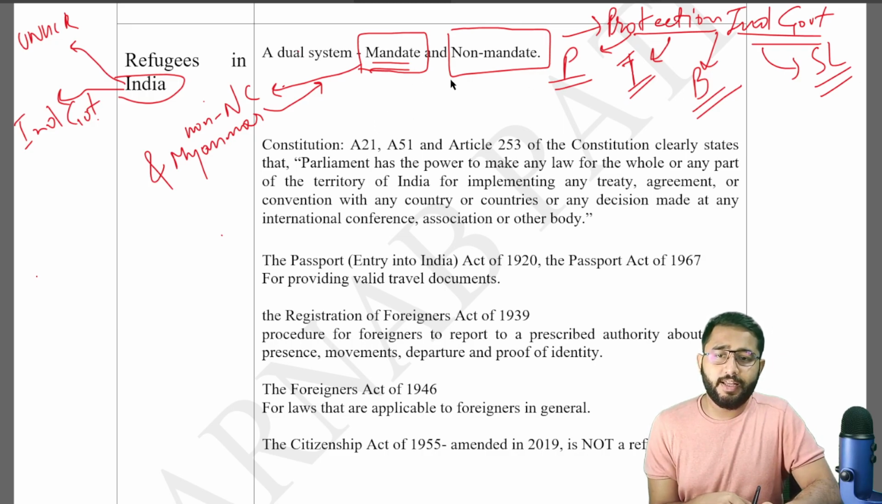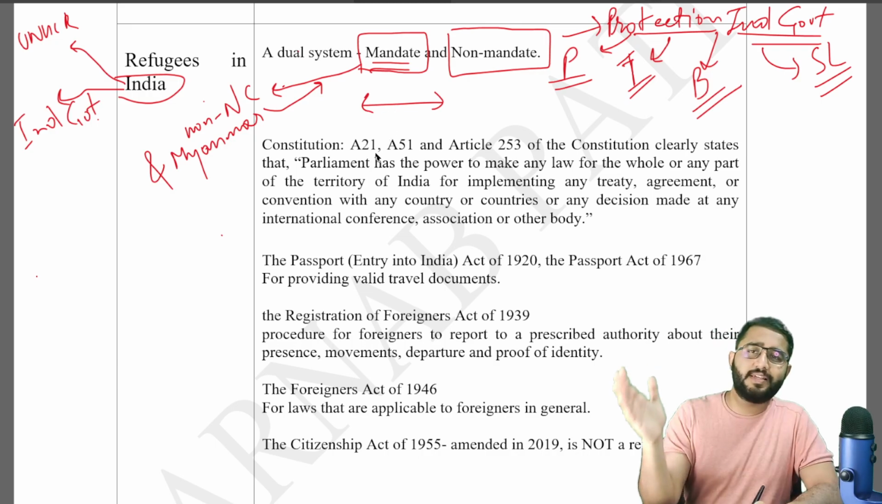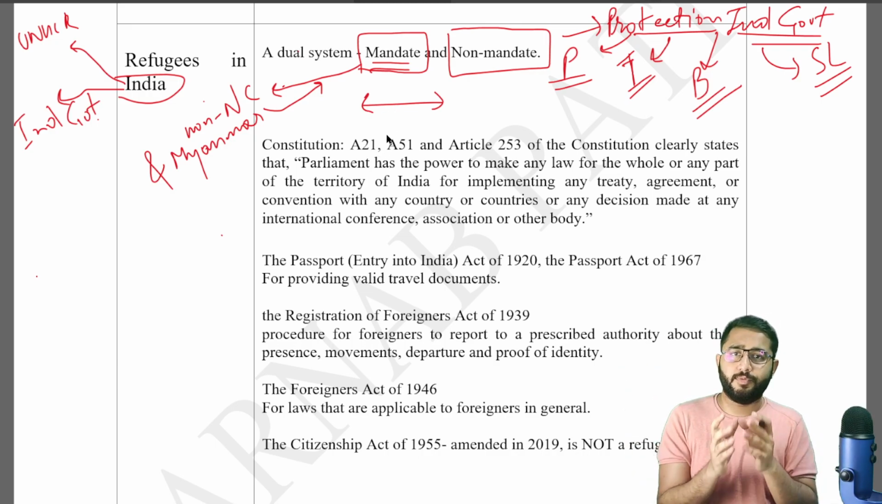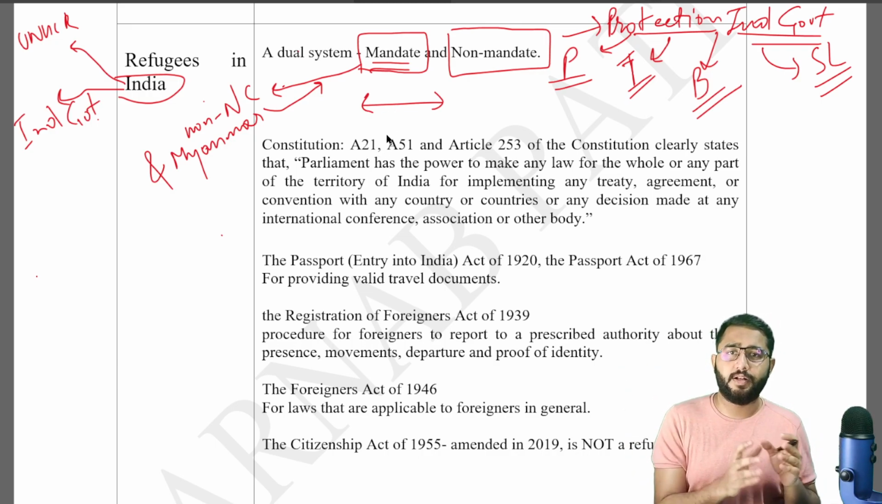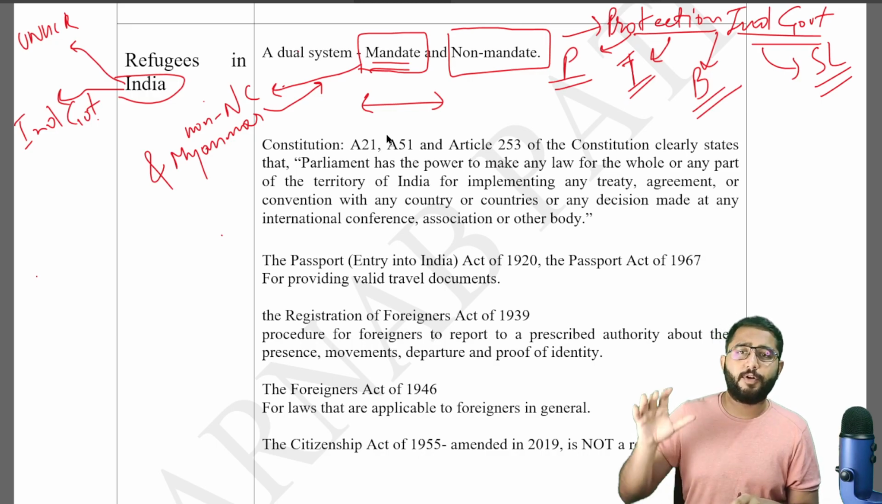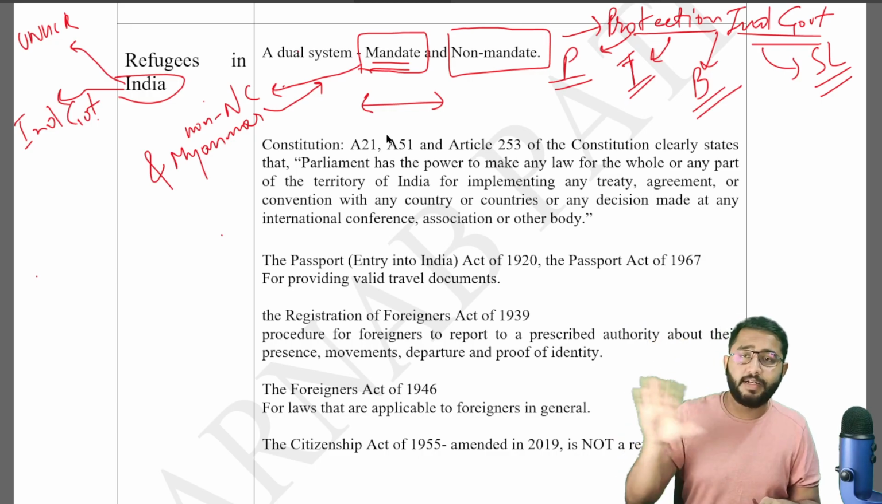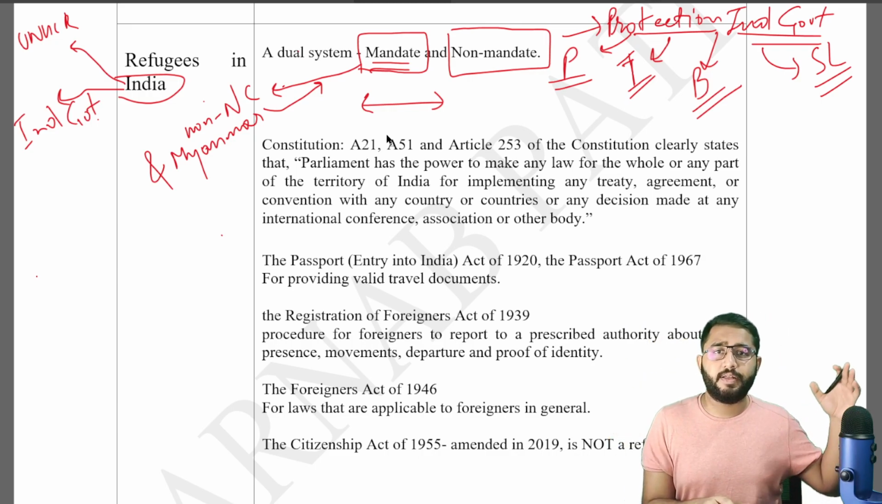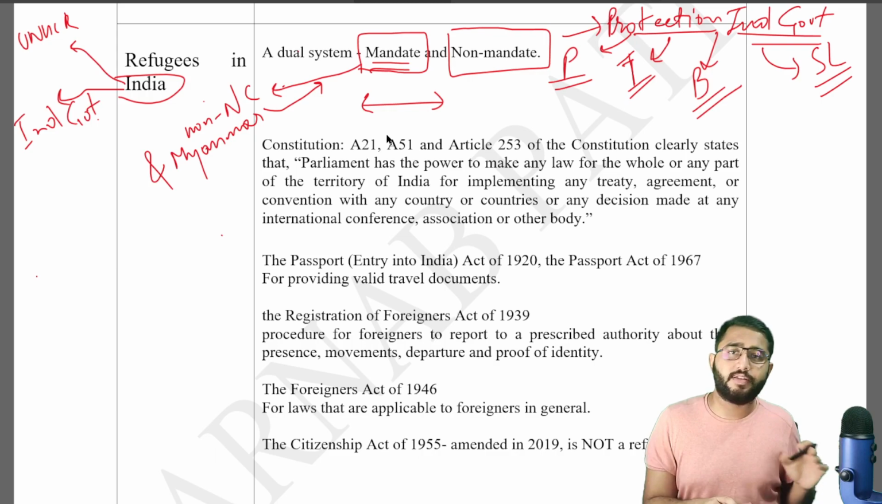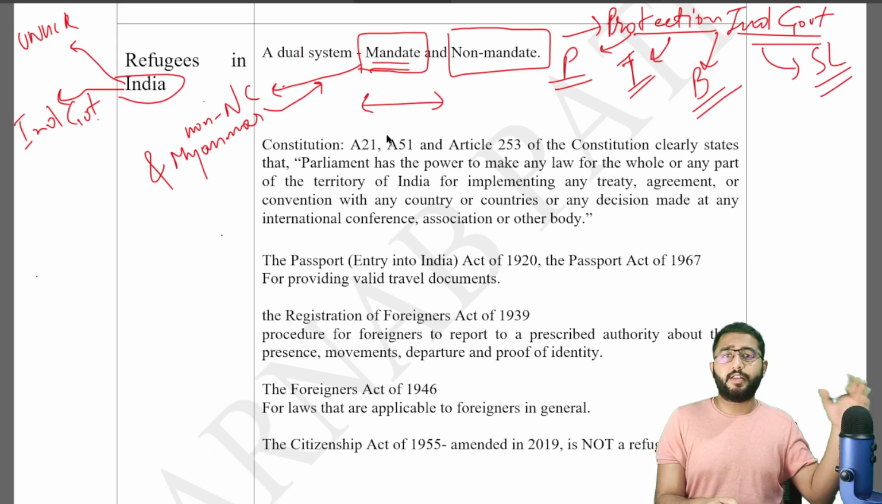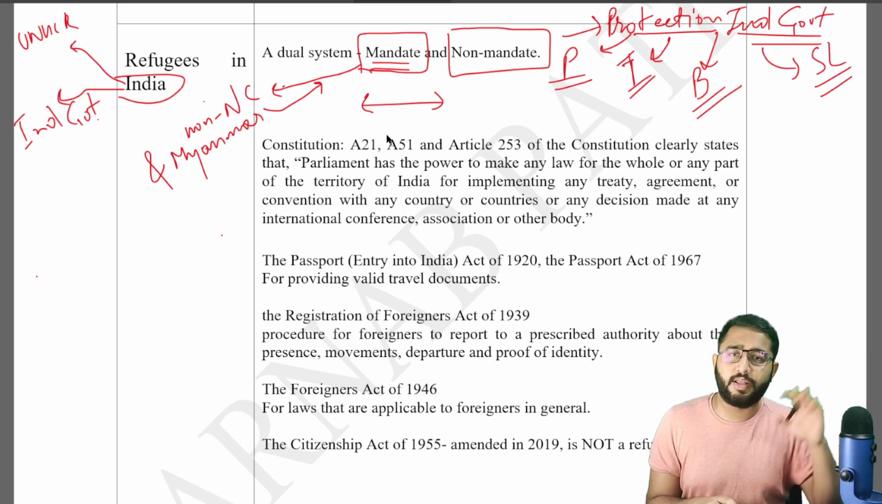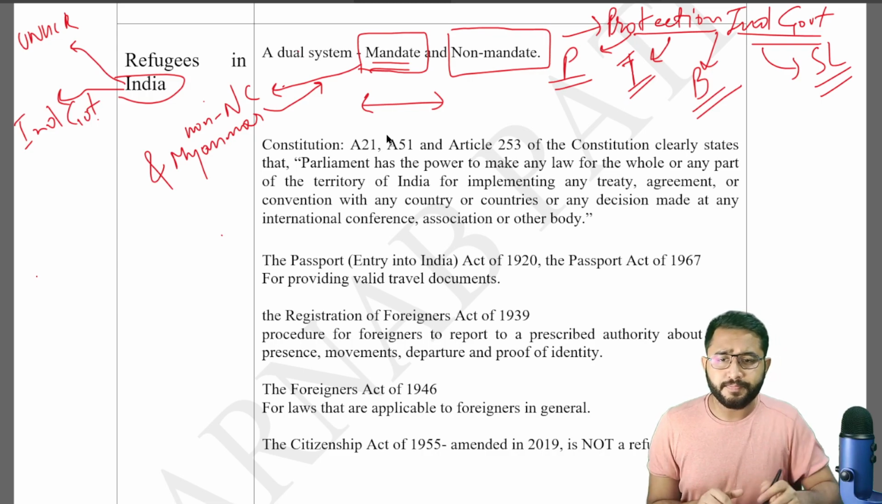So, a clear distinction can be made here, where on one side we have the UNHCR mandated refugees coming from all the non-neighboring countries, and we have the non-mandated refugees here, which is from the bordering countries of India. We have the non-mandated refugees coming in from the bordering countries of India, right?